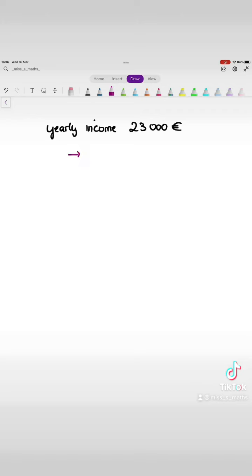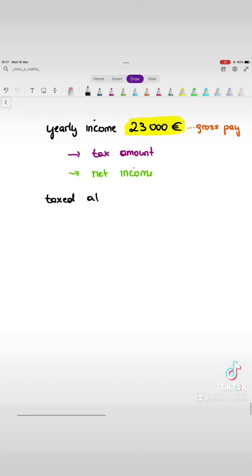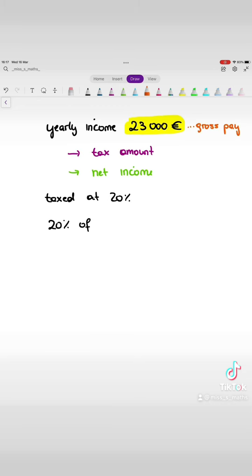Now let's look at another exercise that is a yearly income that's already pre-calculated for us. So we know that a person makes €23,000 each year, but that is before tax. That would be our gross pay, and we are interested in the tax amount that this person has to pay from that gross pay, and then what their net income would be. The first step therefore is to calculate 20% of our gross pay, which is €23,000, and to do that we need to translate the word "of" into a multiplication sign and fill in the actual gross pay first.